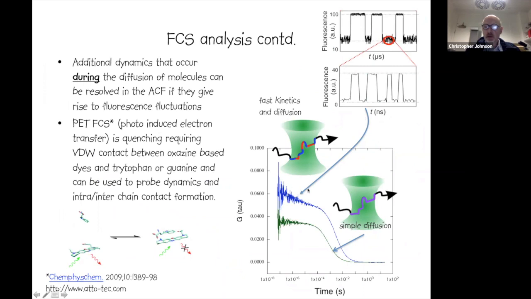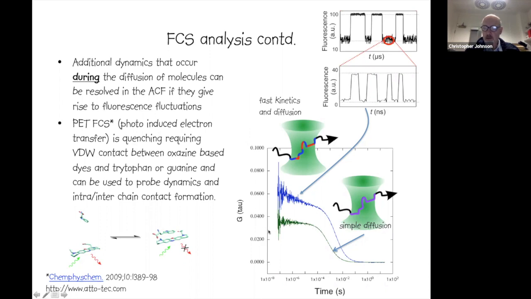Another thing we can do: during the diffusion of our molecule through the observation volume, we may well get additional fluctuations in the intensity of the fluorescence. In a technique known as PET FCS, these fluctuations come about because of van der Waals contact between a number of chemistries used in extrinsic fluorophores, particularly the oxazine-based fluorophores. These are quenched when you have van der Waals contact between the fluorophore and tryptophan in your structure, or guanine if you're looking at nucleic acid. As a result of this quenching, when you have intrachain dynamics going on within your system, you will get additional fluctuations during the diffusion process. Here in green, you can see a simple diffusion where the molecule passes through and there are no additional fluctuations.